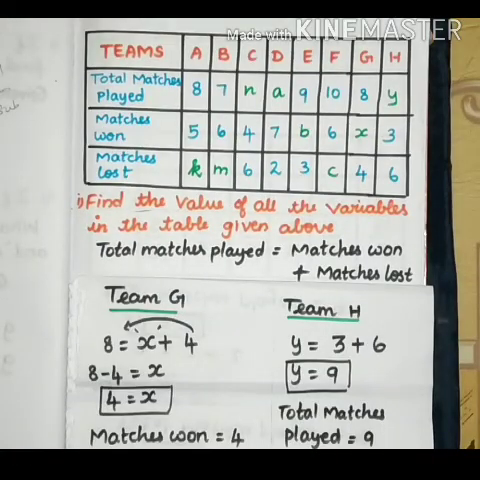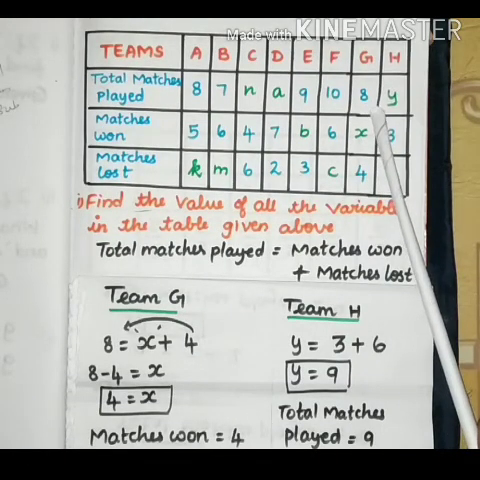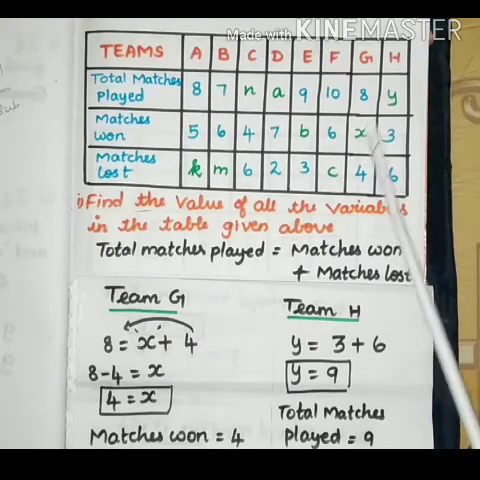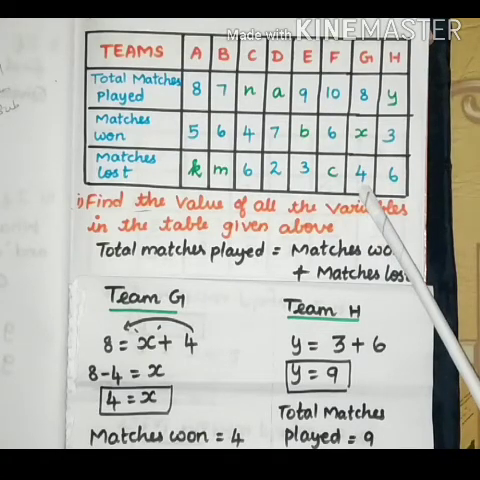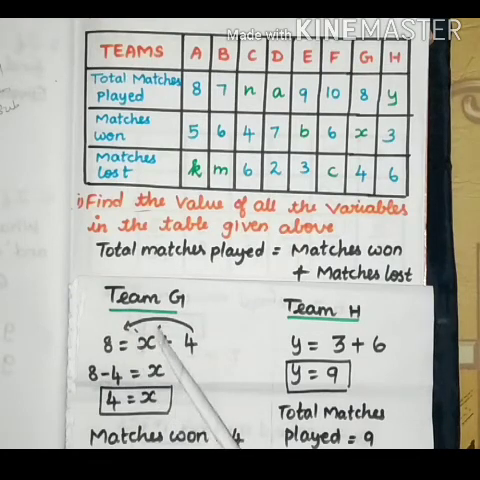Next is team G. Total matches played is 8. Matches won is X. Then matches lost is 4. You have to find the unknown variable X. 8 equal to X plus 4.